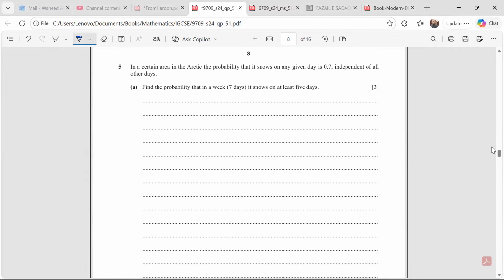In a certain area in the Arctic, the probability that it snows on any given day is 0.7, independent of all the other days. Find the probability that in a week it snows on at least 5 days.